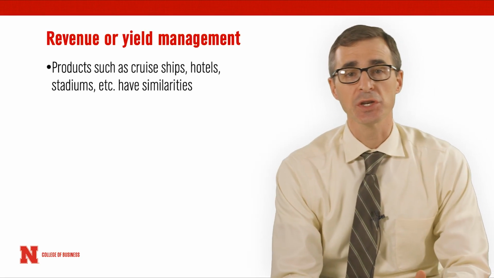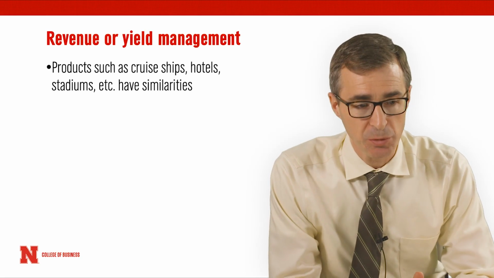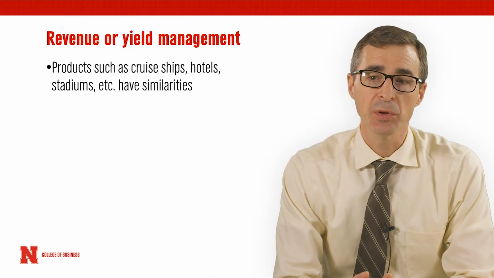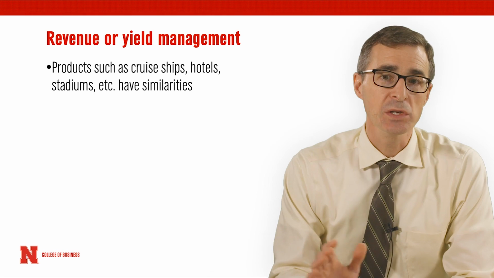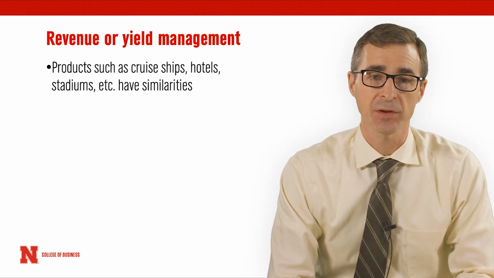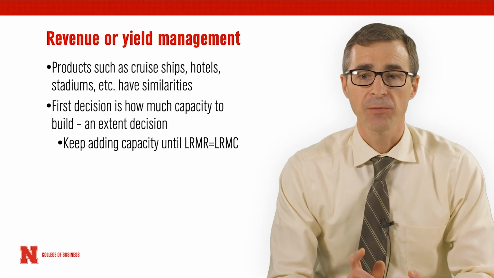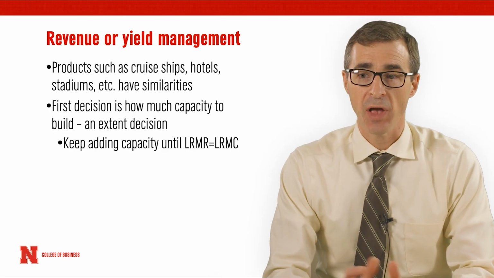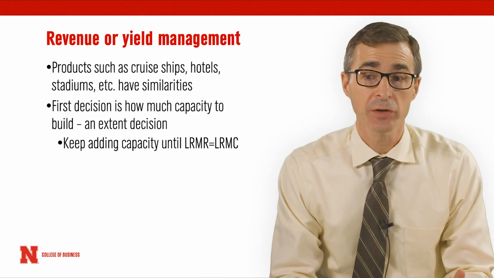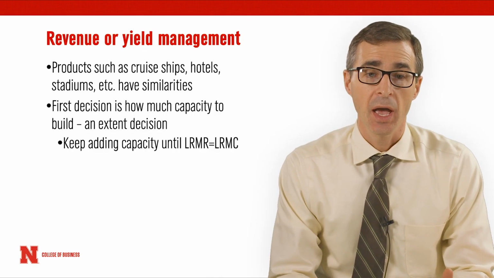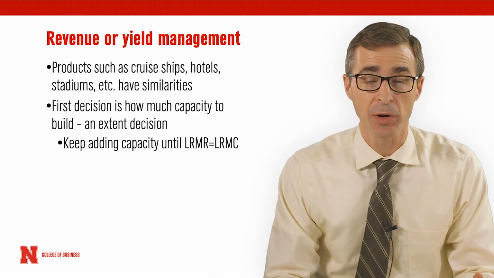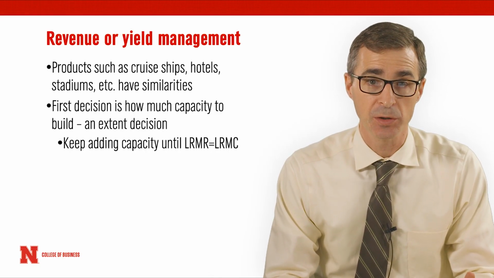Products such as cruise ships, hotels, stadiums, commercial parking lots all have similar characteristics. The cost of building capacity is mostly fixed or mostly sunk, and these businesses all face capacity constraints. The first decision for these firms is how much capacity to build. Because this is an extent decision, marginal analysis can be used. And they should keep adding capacity to the original plan until the long-run marginal revenue equals the long-run marginal cost.